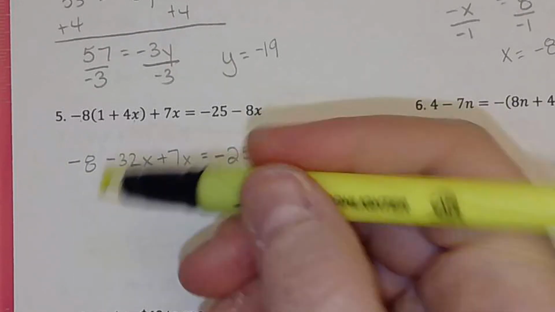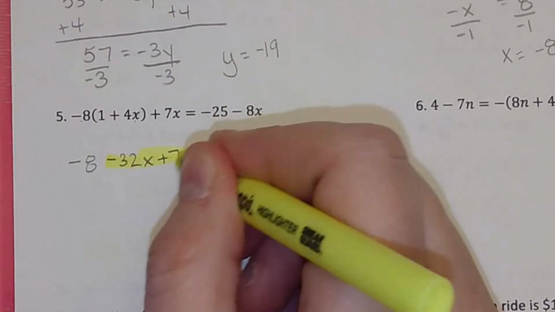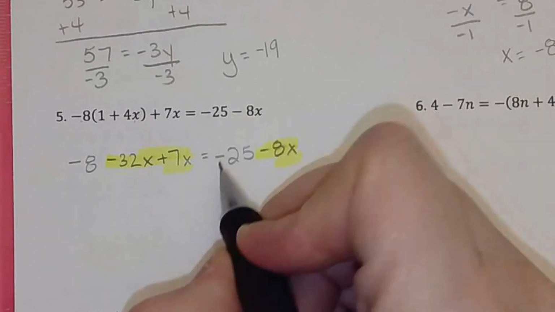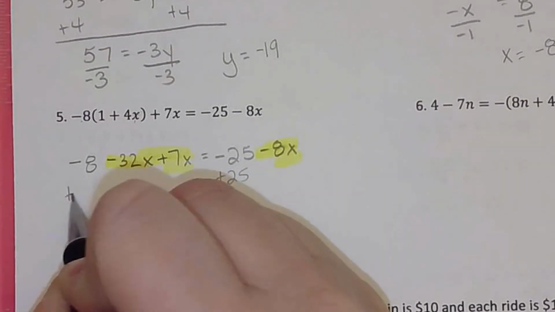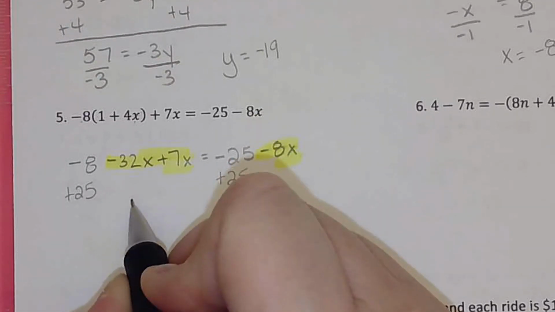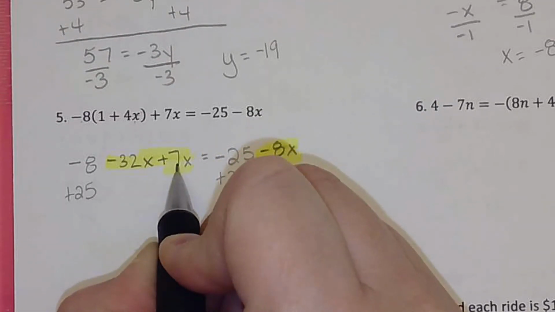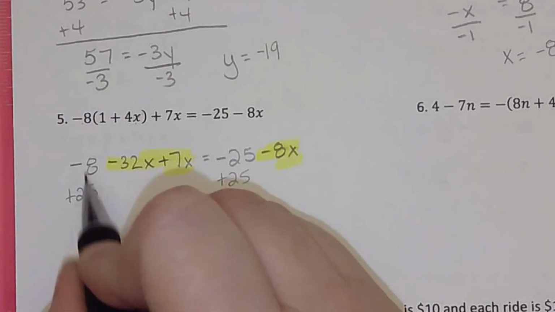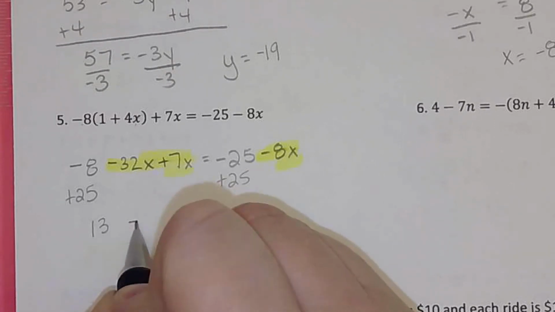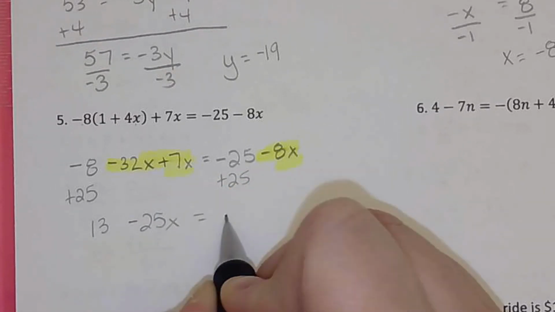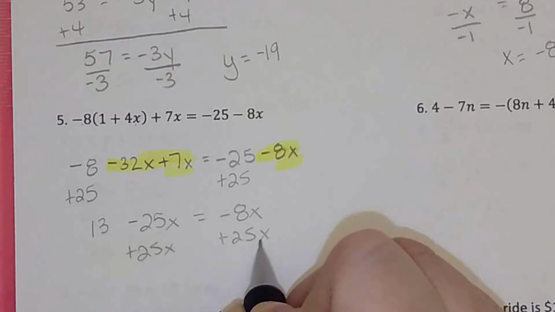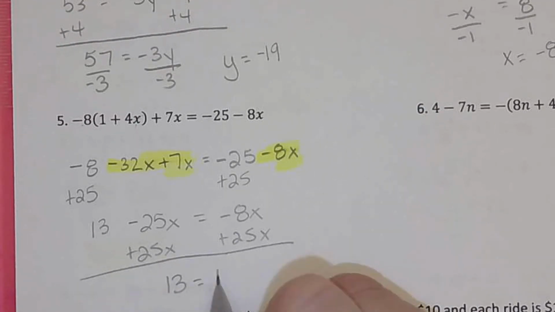I have a lot of x's in here, so just to highlight them, make sure I know where they're at. It's just a trick that I found. Those all need to combine, and the things that are not highlighted need to combine. So plus 25, plus 25. -32 plus 7 is a 25. So I'm going to simplify this. This is going to be 13 minus 25x equals -8x, plus 25x, plus 25x. 13 equals 13x.